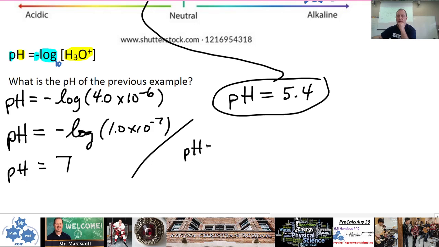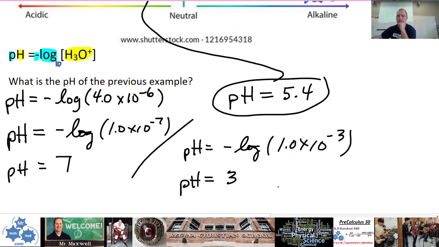What's the pH of a solution that has this for a hydrogen ion concentration, 1.0 times 10 to the negative 3? Well, without even going onto my calculator, I know that that's 3. Okay? So here's a shortcut. You ready for this? Watch this.